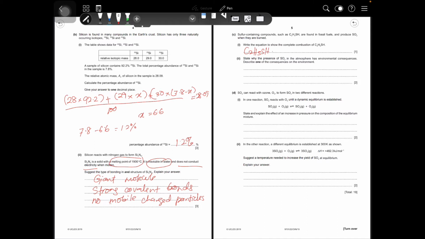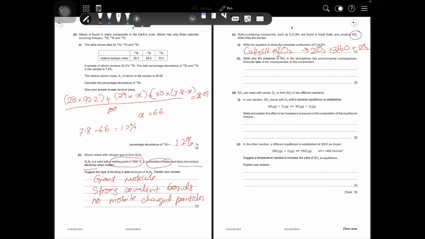C2H5SH plus oxygen. Definitely, because this is an organic compound, it will produce carbon dioxide. It will also produce water, and because of the presence of sulfur, it will produce sulfur dioxide. So just do a balancing equation. So you need 2 carbon dioxide on the right hand side, 3 water on the right hand side, and then you will need 4.5 oxygen to make it balance.